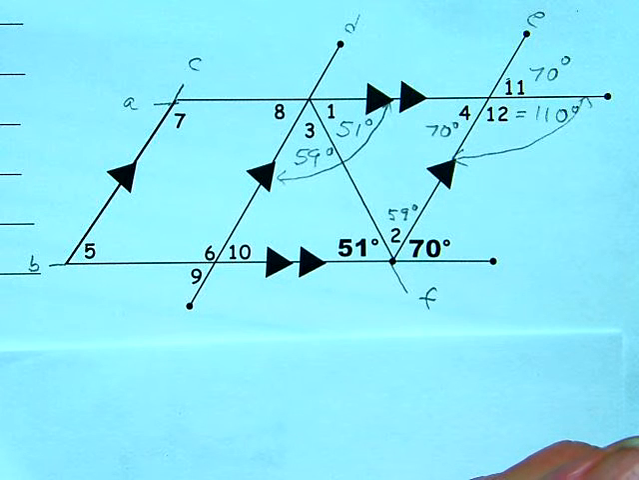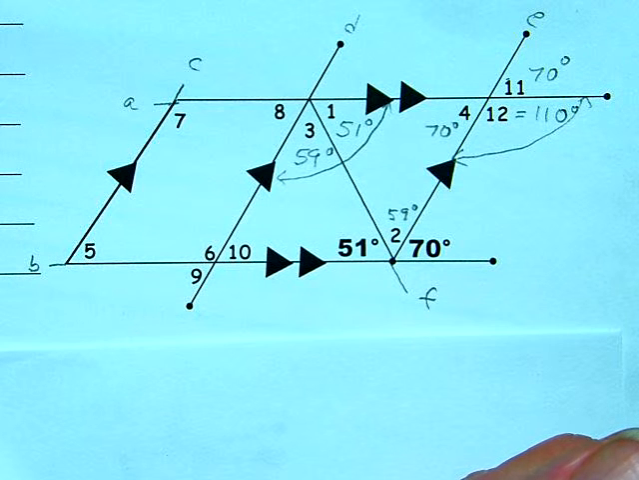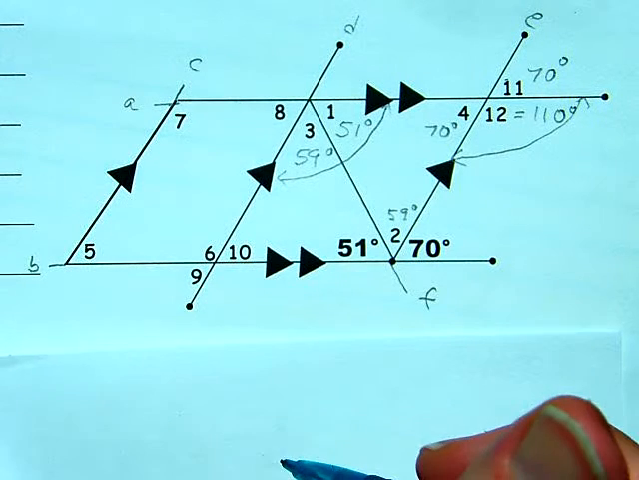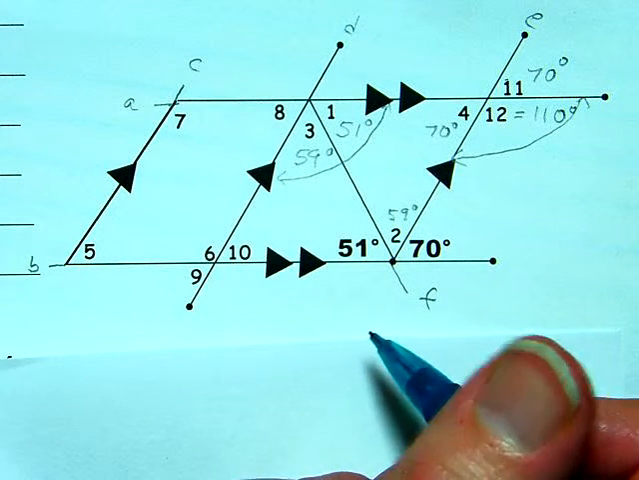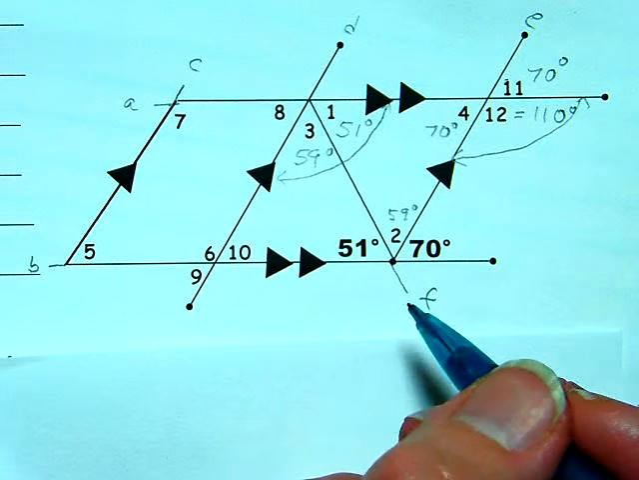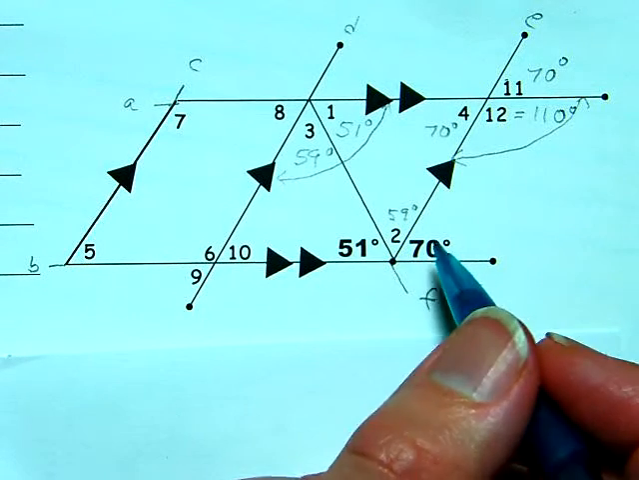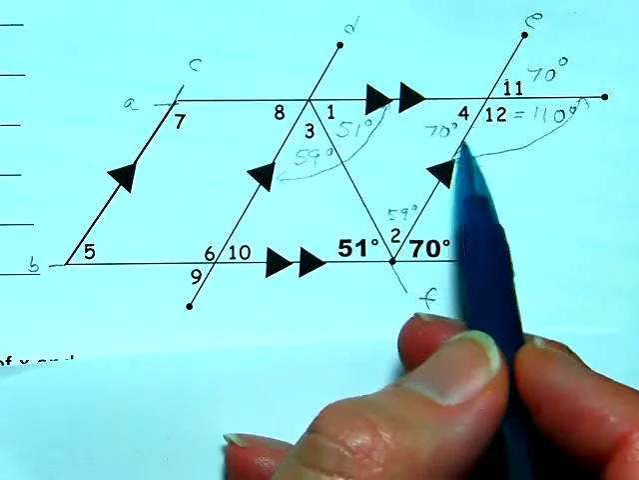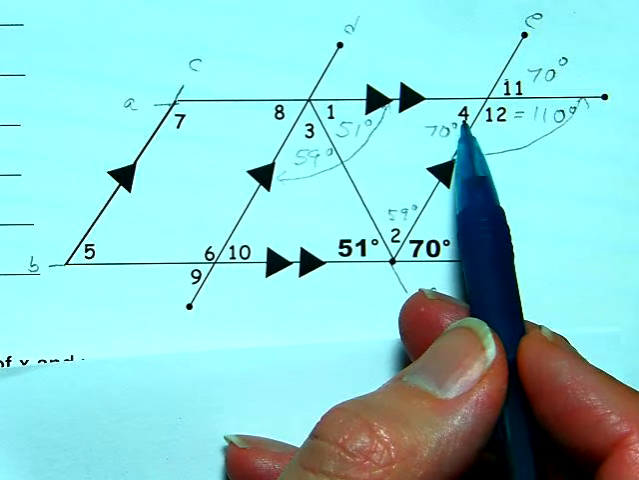We still have some more angles to figure out. So let's look for relationships, either alternate interior, corresponding angles, or maybe even supplementary angles. Can we see any other relationships, or even linear pairs for that matter? Well, what about angle 4? Are there any relationships with angle 4?